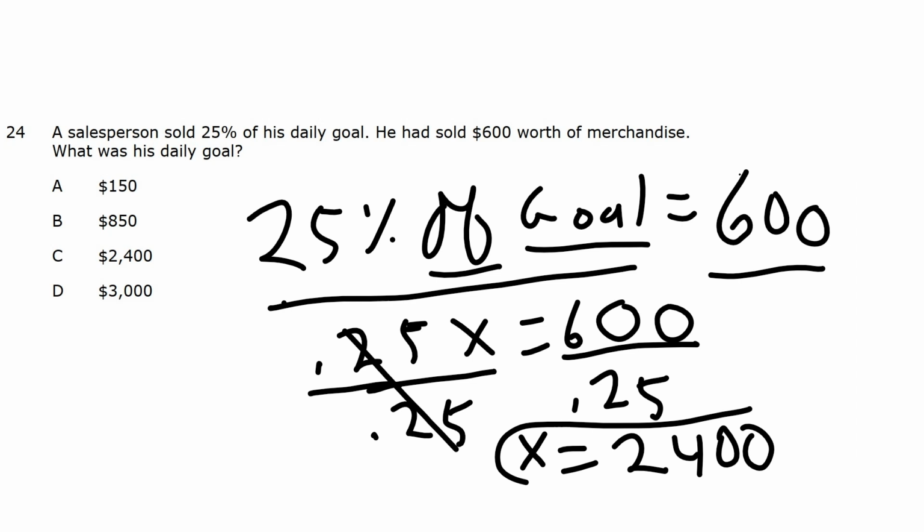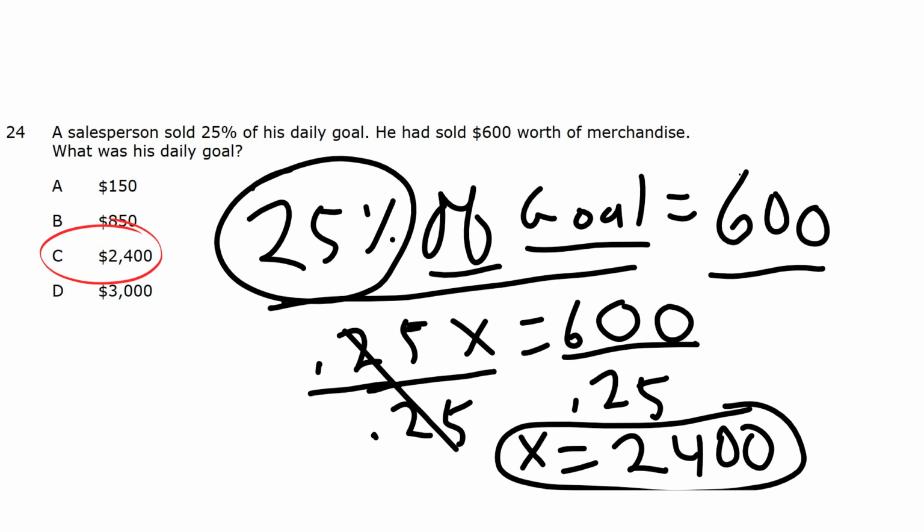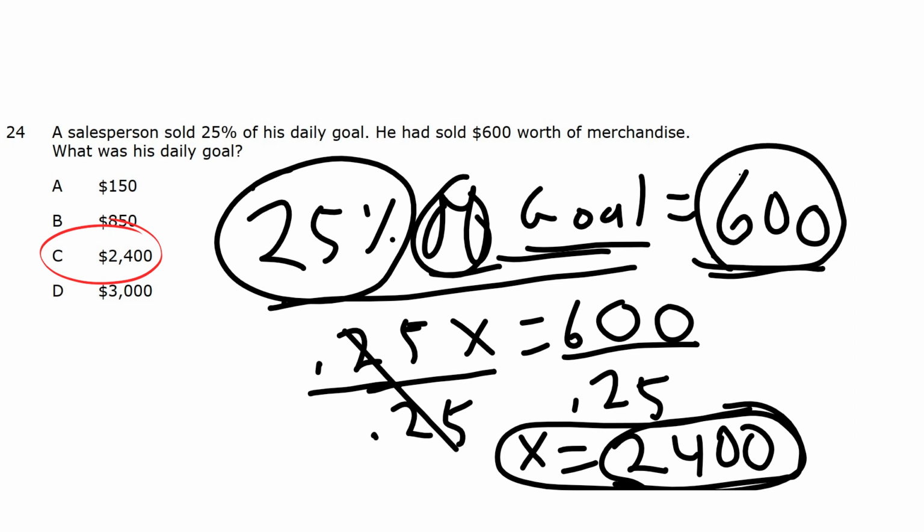Okay, so there's my answer. Now let's see if it makes sense. 25% of the goal, which we figured out to be 2,400, equals 600. So that's kind of like saying a fourth of 2,400 is 600, and indeed that works. So his goal was 2,400, and he sold $600 worth of merchandise. So his goal was 2,400. 25% of that is 600.